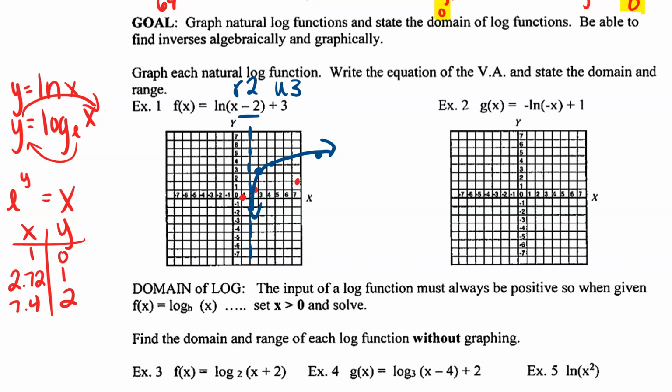I'm supposed to write the asymptote as a vertical line, so x equals 2 is the asymptote. And then the domain is x greater than 2, which could also be written as 2 to infinity. It doesn't touch 2, so it's a parenthesis, not a bracket. And then the range is always all real numbers, negative infinity to positive infinity. Oops, did that backward. So that's the range.